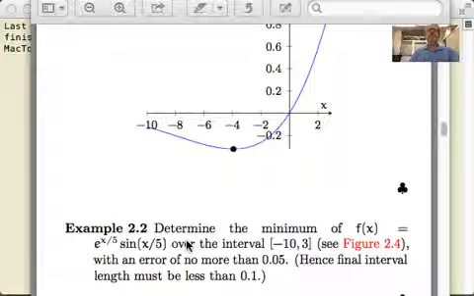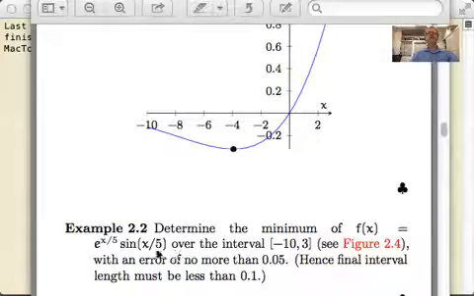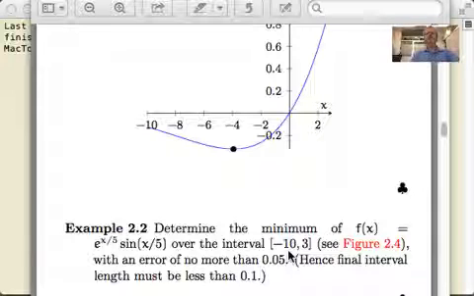In this exercise, we use the dichotomous search algorithm to determine the minimum of this function, e to the x over 5 times sine x over 5, for x over the interval from -10 to 3. And eventually we'll determine the minimiser to an error of no more than 0.05. That is, the final length must be less than 0.1.